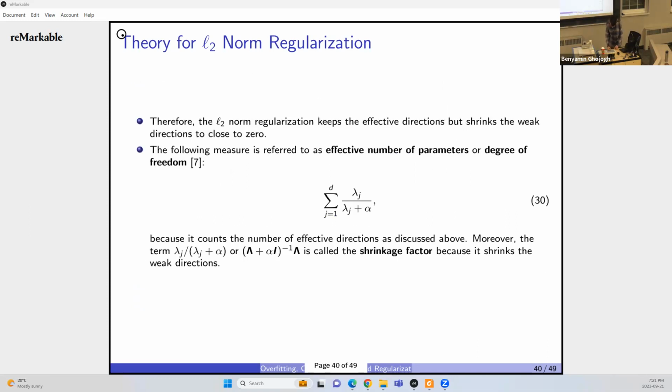This that we had, lambda j over lambda j plus alpha. Summation of this over the dimensions, they also call it the effective number of parameters or degrees of freedom. It was named by Hastie and Tibshirani at Stanford in their very well-known book, Elements of Statistical Learning. And you can also consider this term as a shrinkage factor because it shrinks, right?